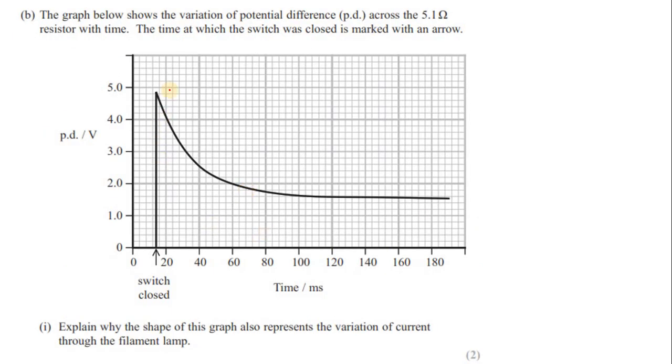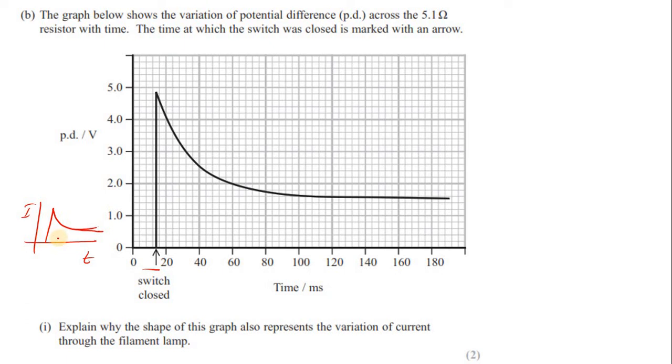Part B, the graph below shows the variation of potential difference across the 5.1 ohm resistor with time. The time at which the switch was closed is marked with an arrow. Explain why the shape of this graph also represents the variation of current through the filament lamp. So the meaning of this question is, if you plot a current and time graph instead of voltage and time, this graph also has the same shape, and you need to explain why.